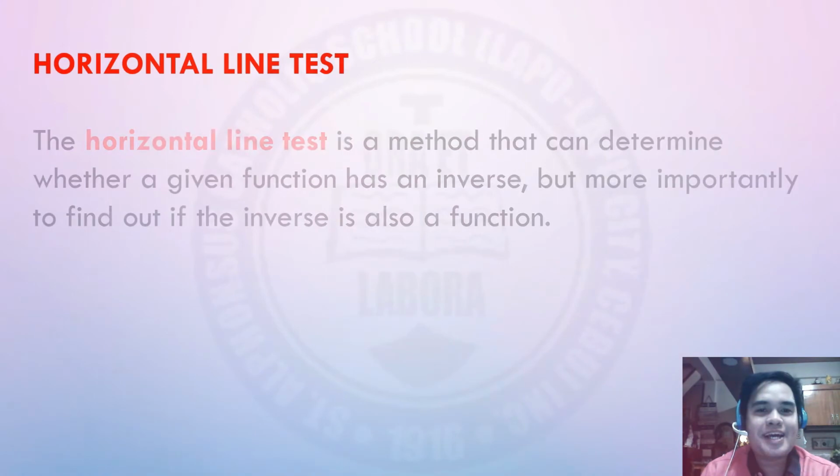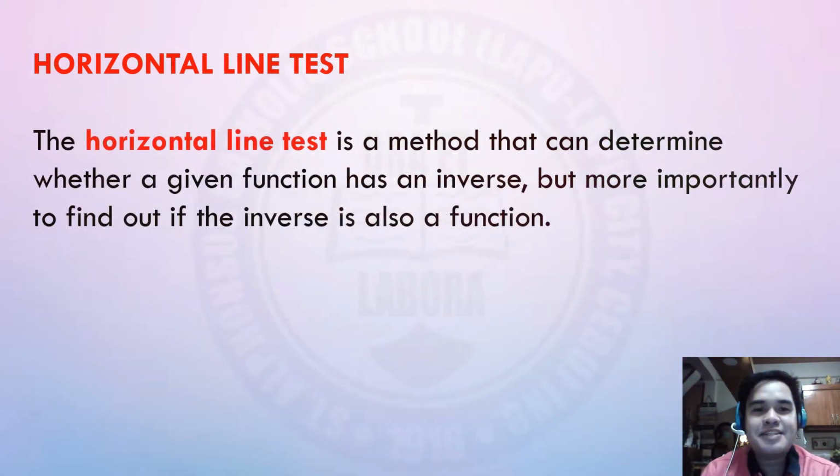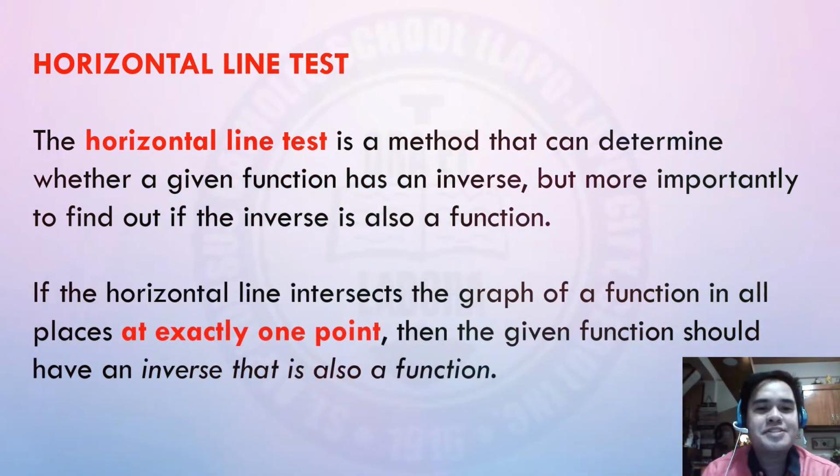The horizontal line test is a method that can determine whether a given function has an inverse, but more importantly, to find out if the inverse is also a function. If the horizontal line intersects the graph of a function in all places at exactly one point, then the given function should have an inverse that is also a function. Again, a graph of a function is the graph of a one-to-one function if any horizontal line intersects the graph in at most one point.